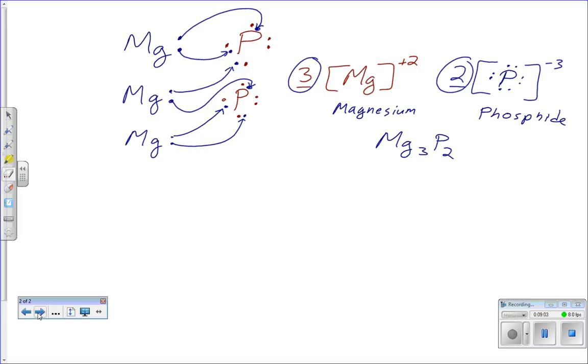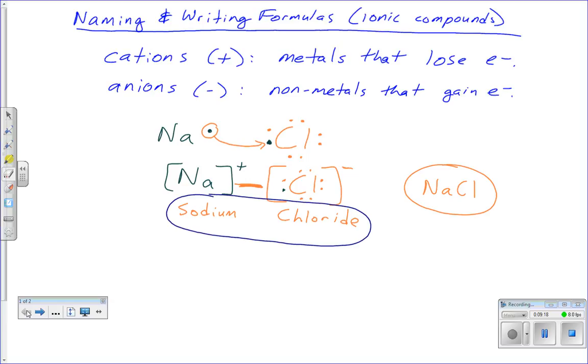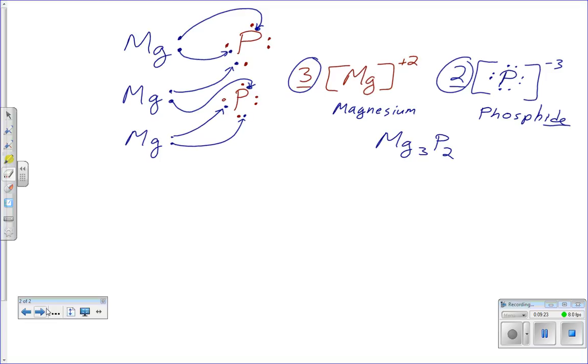The non-metal element, the end of its name gets changed to having an IDE on the end. So instead of phosphorus, it's phosphide. Back here, instead of chlorine, it's chloride. If we had one with oxygen, it would be oxide. With fluorine, it'd be fluoride. So on. Okay? So that is kind of how we name them, and also one way to figure out what the formula would be.